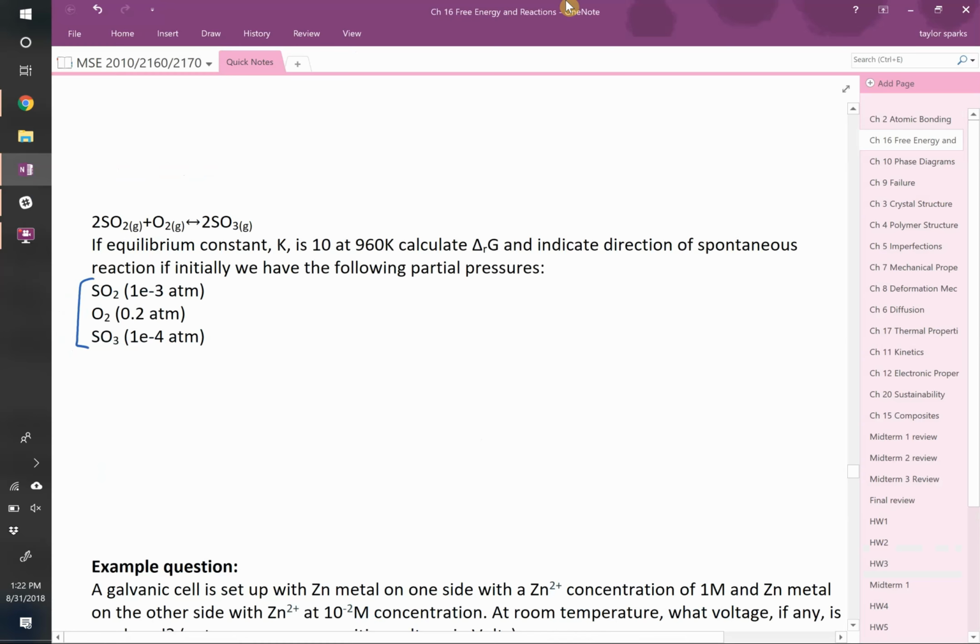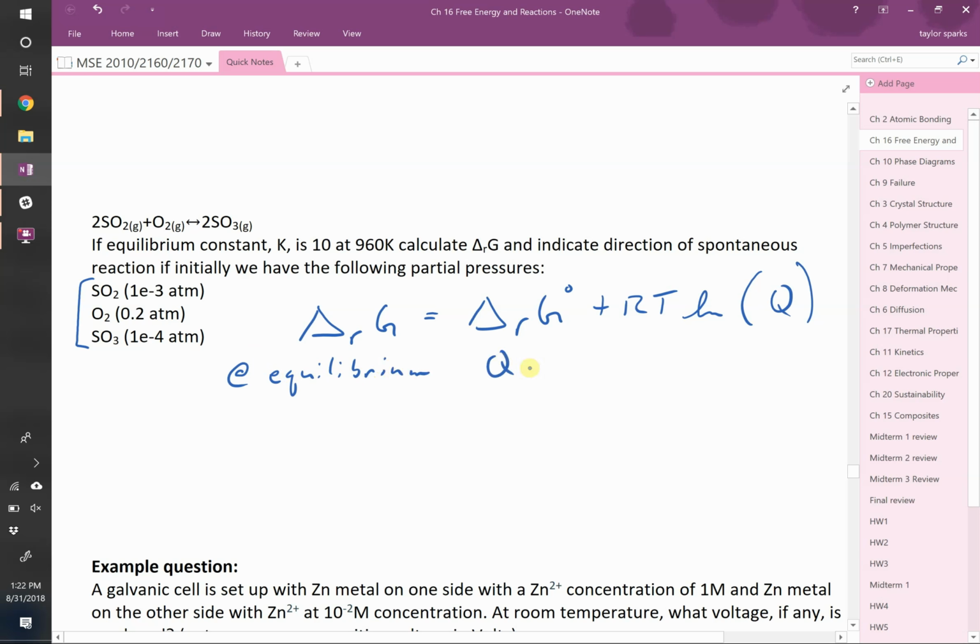Let me just help you get started on this one because it's a little bit tricky. Remember, normally we say that delta RG is equal to delta RG naught plus RT natural log of Q. Now I've said that at equilibrium, Q is equal to K, and in this problem, not every problem, that's equal to 10. What else do we know at equilibrium? Delta RG is 0. That's critical.